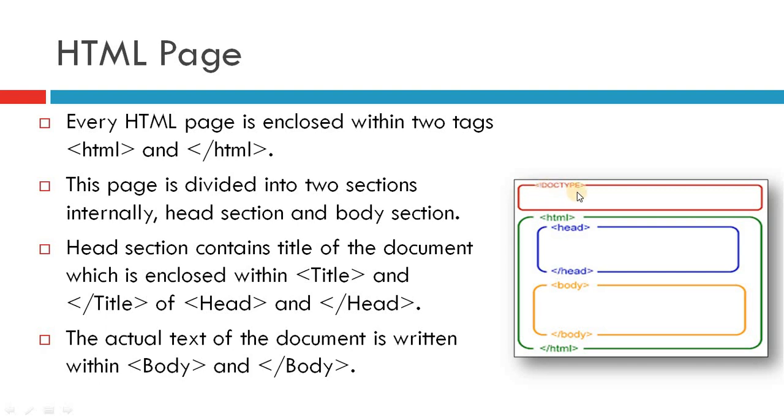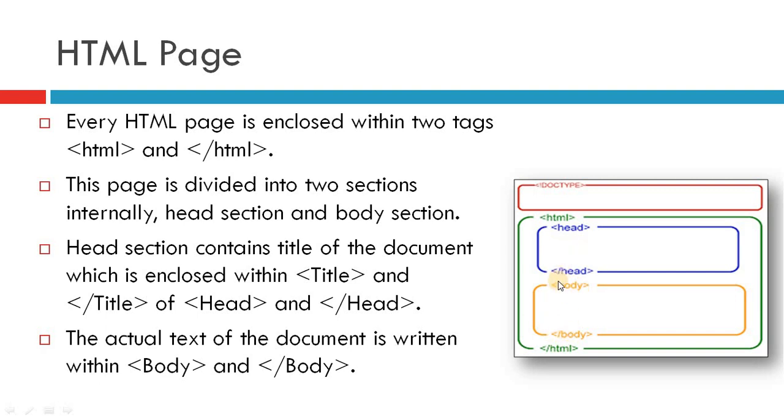So the first statement every time is going to be doctype HTML. After that, the page will start with HTML and closing of HTML. Inside the HTML, we have two sections. The first section is head section. Head section is indicated by head tag and is closed by closing head tag. The next section is body section. Again, the body section starts with the opening tag of body and closing tag of body.